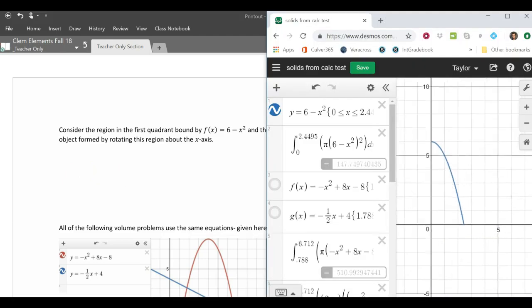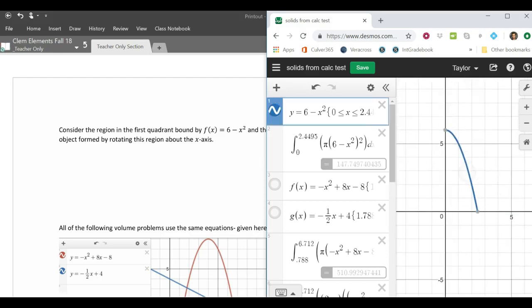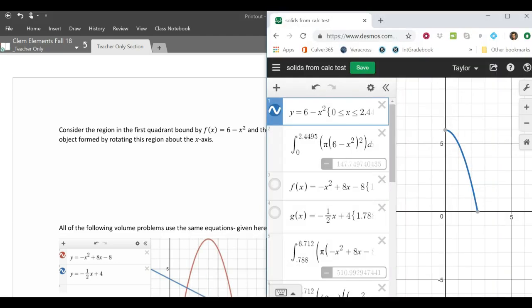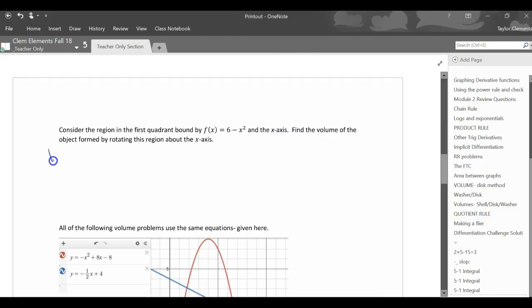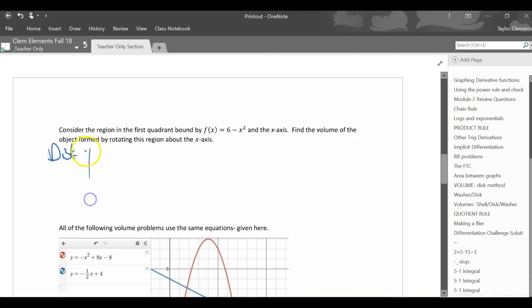All right, so I've got it graphed here. It says region in the first quadrant under this blue line right here, 6 minus x squared, and the x-axis. So that's down here. So this is a disk problem. And I'm just using vertical slices. I've got my shape right here and rotating around this way, so it's just going to give me something like that. Right, so there's one slice, it's just a disk.